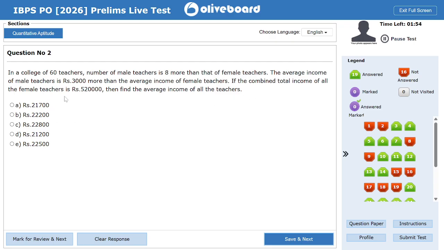The combined total income of the male teacher. If the combined total income of all female teachers, so 1 2 1 2 3 4. Average income the average income of all teachers. So male teacher income 3000 more. So 2 3 0 0 0 more than the average. The average income आता. So average income बताता. इसमें 34 12 9 9 9 5 2 12 78200.